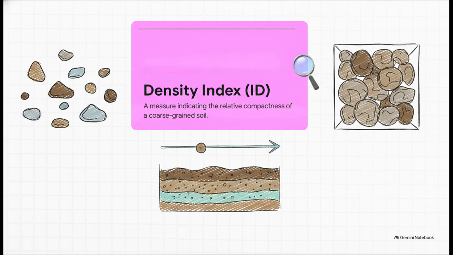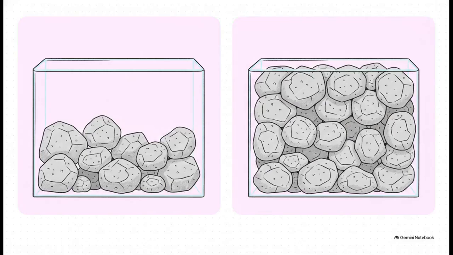And speaking of compacting, that brings us to the density index, or ID. Simply put, this is a measure indicating the relative compactness of a coarse-grained soil. Instead of getting bogged down in heavy algebra, just think of it as a sliding scale. It tells us how tightly packed the soil currently is in the ground compared to its absolute maximum possible packed state. Let's look at the extremes to really grasp this.